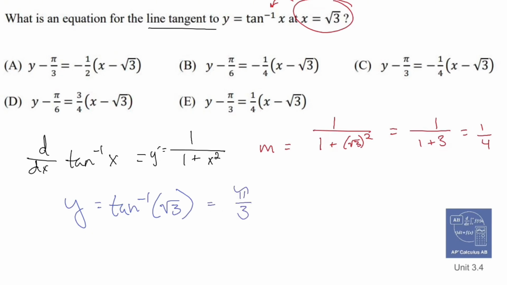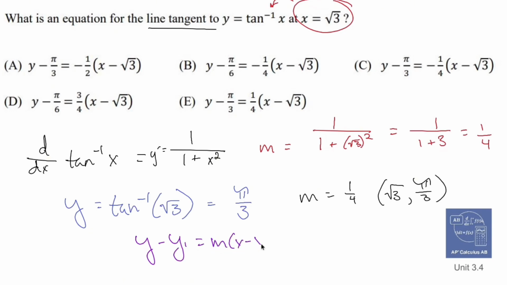All right, so this is what I have. I have a slope now of 1 over 4, and I have a point where the x value is the square root of 3 and the y value is pi over 3. So using point slope form, y minus y sub 1 equals m times the quantity x minus x sub 1.